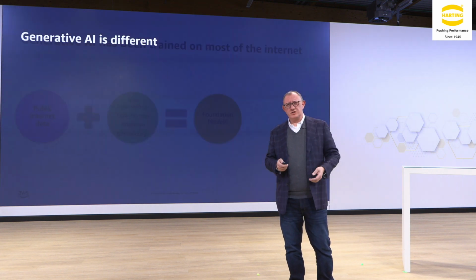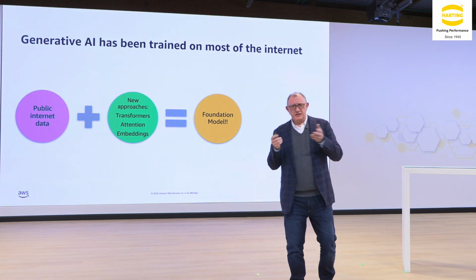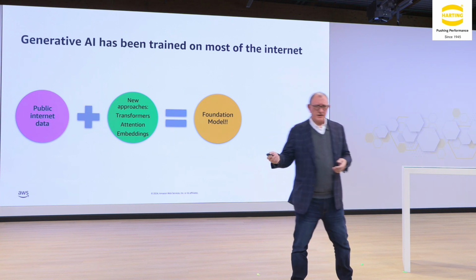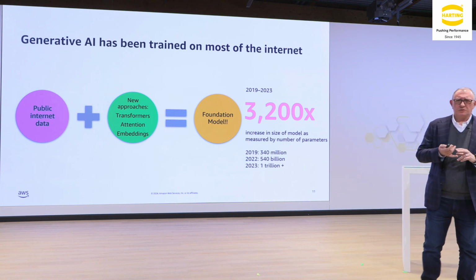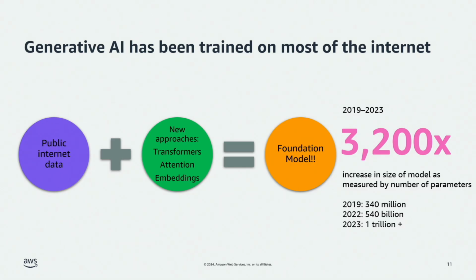So this is generative AI. And so if you take the vast majority of the internet, you run it through these new approaches, you hear the buzzwords: transformers, attention, embeddings. You can look those up and research them. This is what a foundation model is. And these foundation models are big, right? The growth of these foundation models from, say, 2019 to today is 3,000 times the number of parameters. So most of the information that's floating around in the public domain is probably in these models.